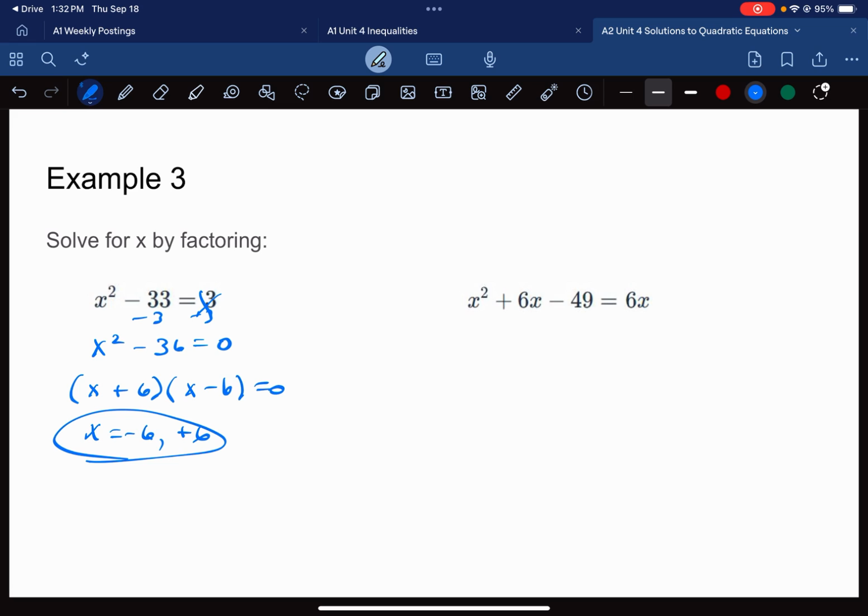We'll try the next one here. I'm going to subtract 6x to start and get everything on one side. We've got a cancellation there. We get x squared minus 49 equals 0. And you know, we could move the 49 to the other side and take the square root and get positive negative 7. But I want you to see the pattern here and just refresh your memory.